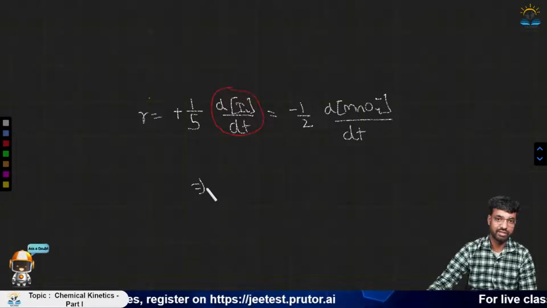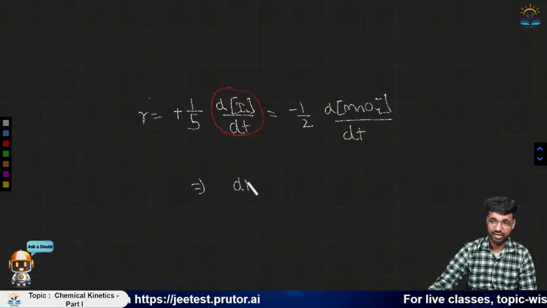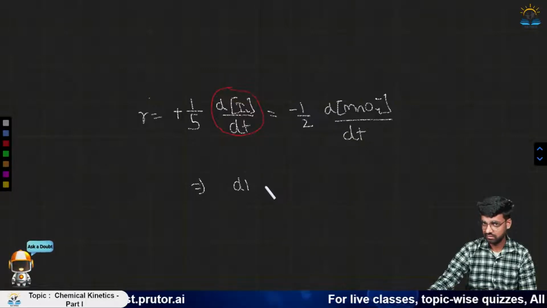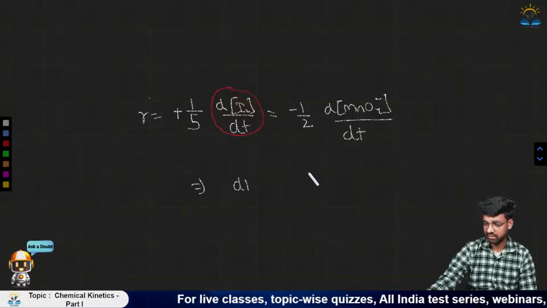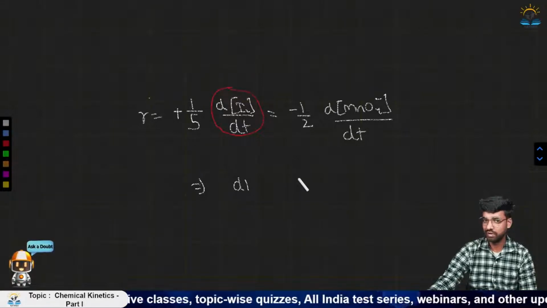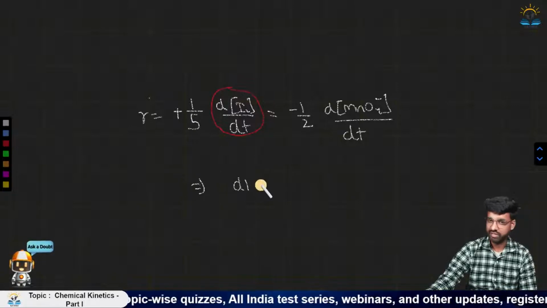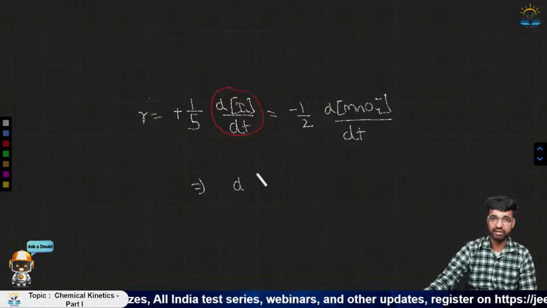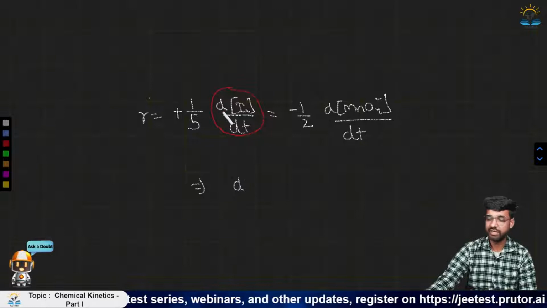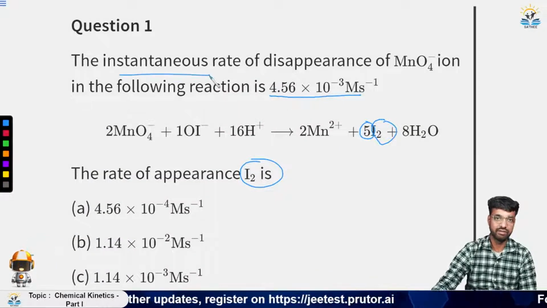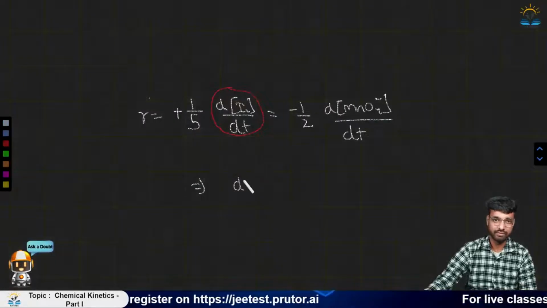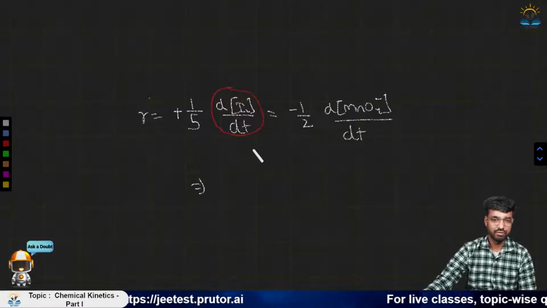Now if you put the values here to find dr by dt... Sir, instead of dr by dt, can we also use the term delta? Yeah, you can use it, there is no problem with it. But since the instantaneous rate of reaction is given, that's why I'm using d here. If it is given in the question that it is the instantaneous rate, you will use this d.